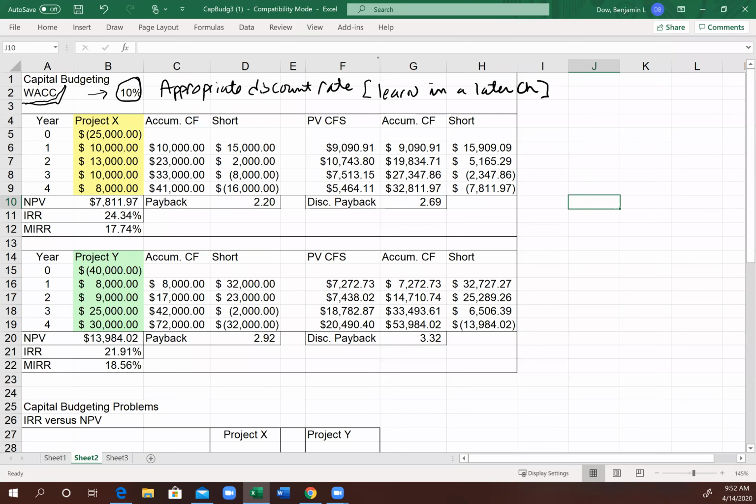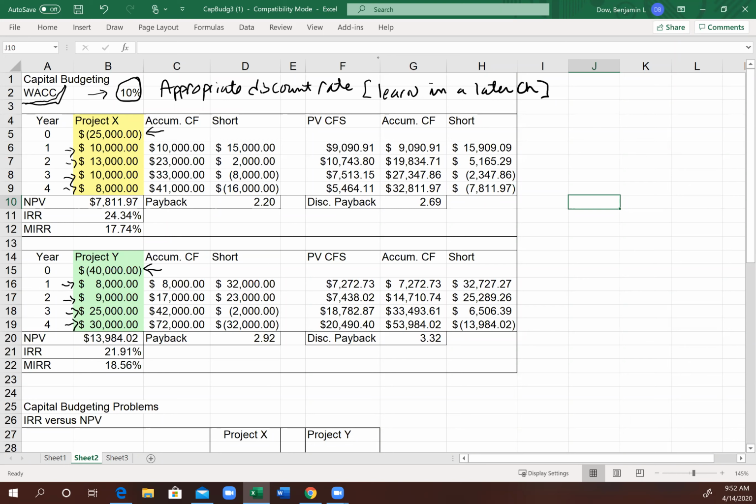So if we look, someone came up with this idea, and I don't know what it is. I just call it Project X. Project X costs $25,000. It's expected to return $10,000 in year 1, $13,000 in year 2, $10,000 in year 3, and $8,000 in year 4. Someone else had another idea, and their idea cost a little bit more money up front, $40,000, but it returned $8,000, $9,000, $25,000, and $30,000.